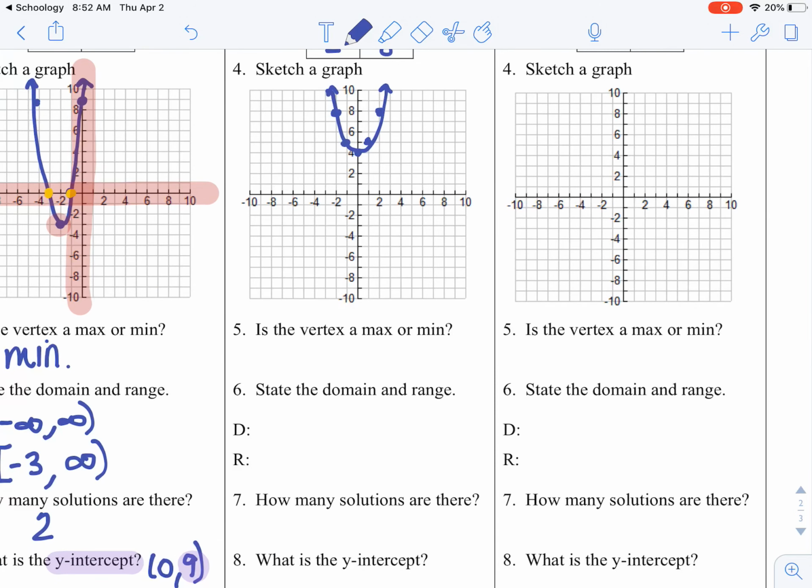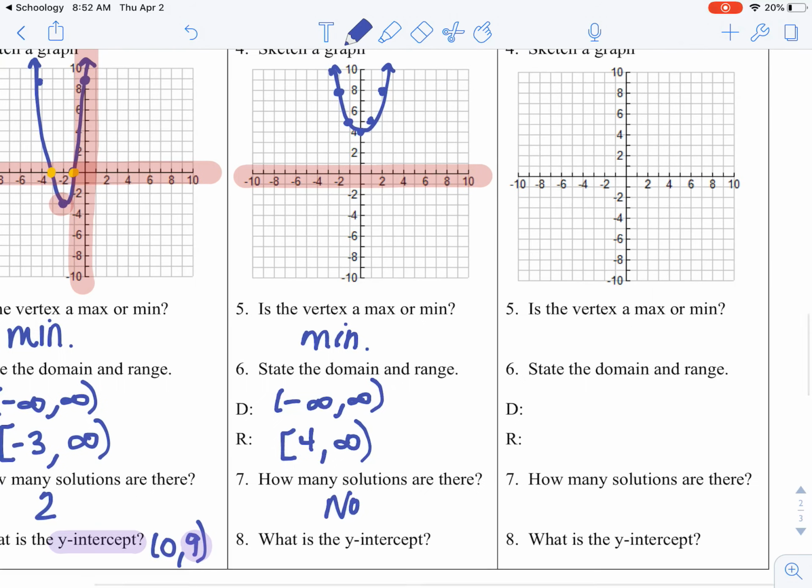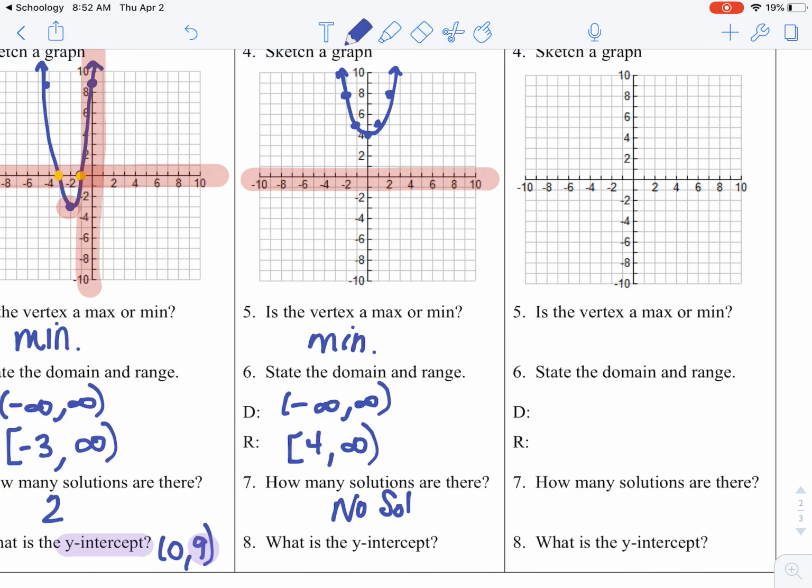All right, let's answer our questions. Max or min? It is a minimum because my vertex is the lowest point on my graph. Domain is always -infinity to infinity. My range is my lowest y value to my highest y value. Looking at solutions, does my graph ever cross my x-axis? It does not, so we have no solutions. And my y-intercept, we know is at 0, 4.